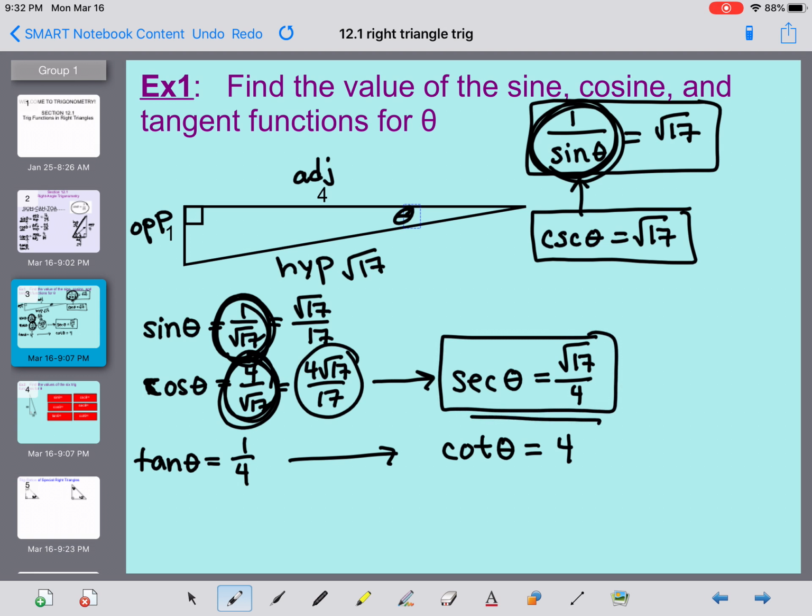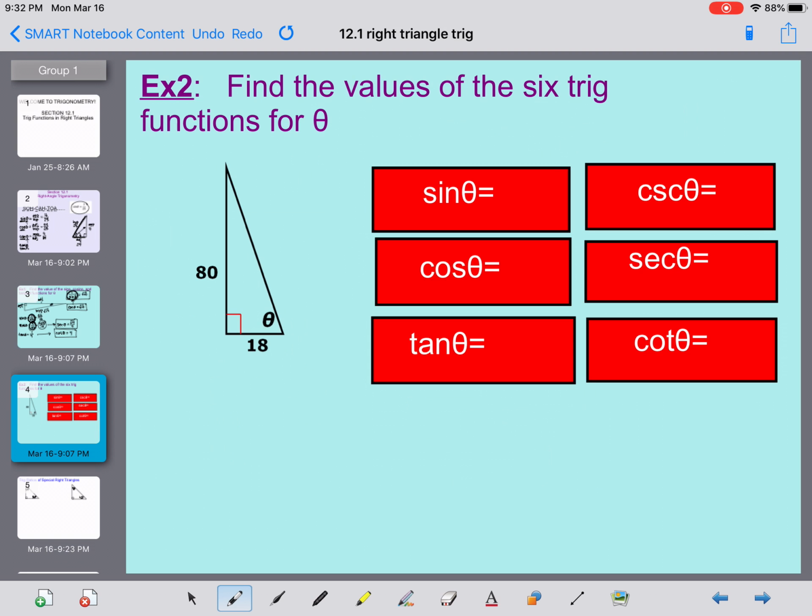So altogether, we will usually ask you for the 6 trig functions. So that's sine, cosine, and tangent, and their reciprocals, cosecant, secant, and cotangent. Okay? So now try this example. Pause your video. Try this example. Try to make sure you're focusing on your notation. Simplify all your fractions, and then unpause and check your answers.